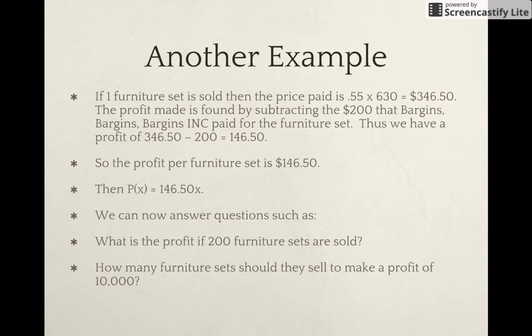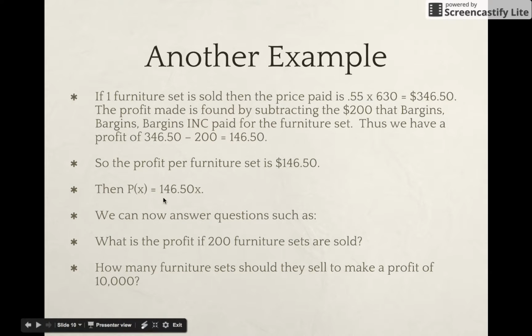Of course, profit is going to be made after the $200 that Bargains has already paid. So we subtract these two. The cost that the customer pays is $346.50. Take away the $200 that Bargains paid for the furniture set. It gives you a profit of $146.50. So the profit per furniture set is $146.50. And so we have our profit function now.